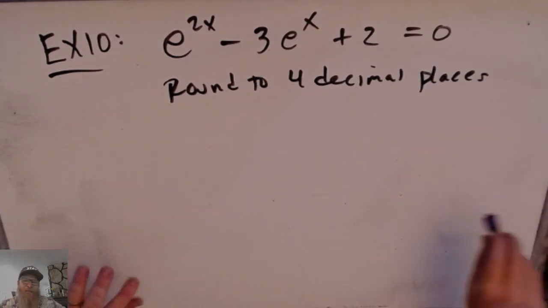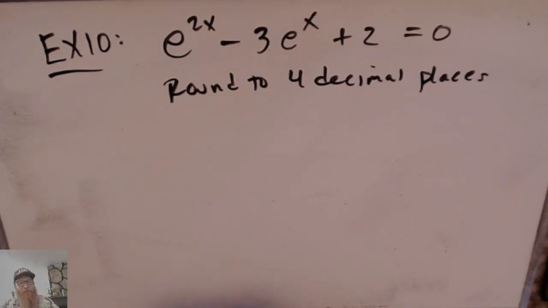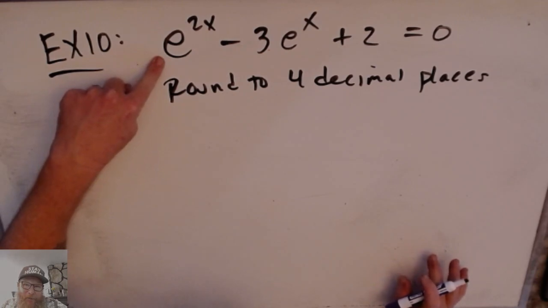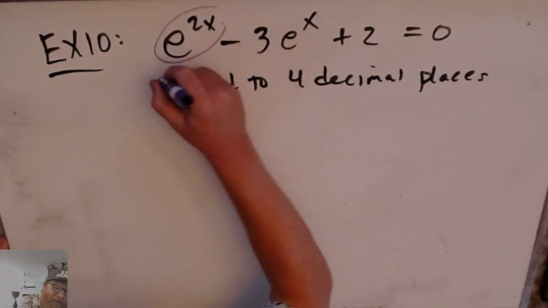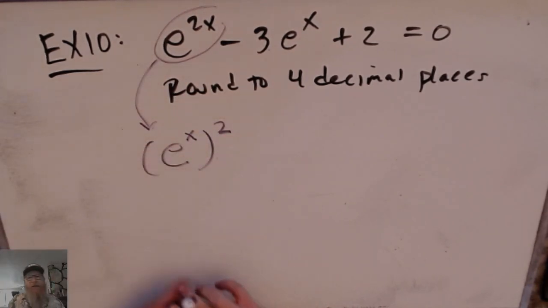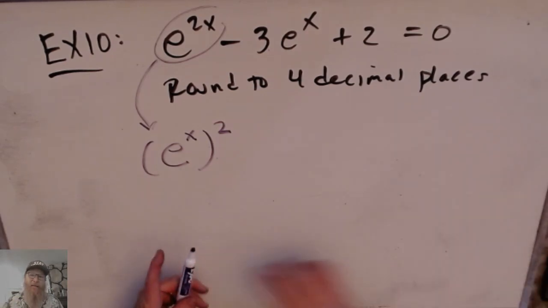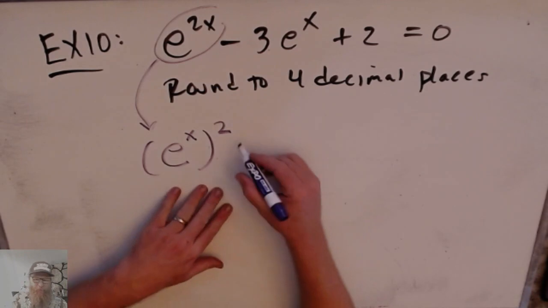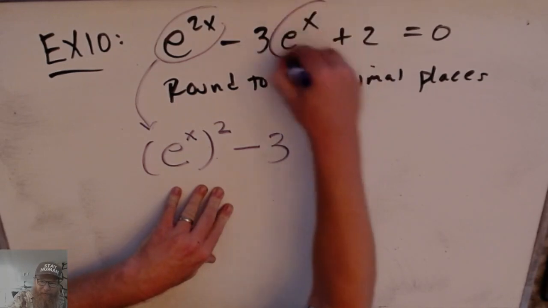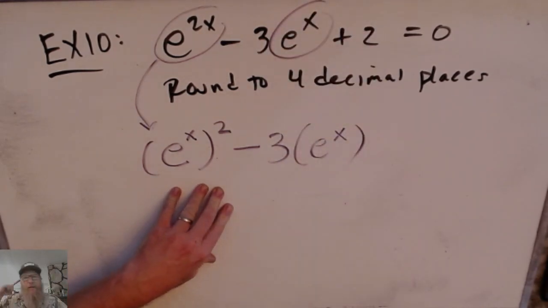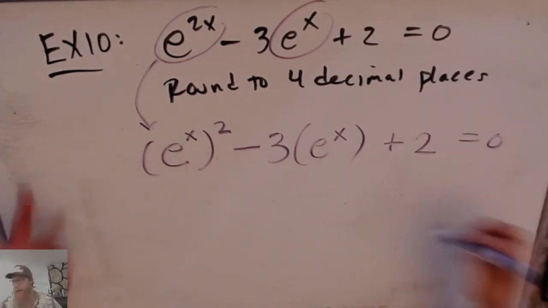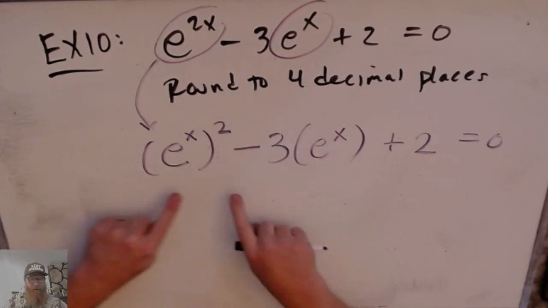Now, we're getting very close to the end here. And so this question goes all the way back to the beginning when we were learning about quadratic equations. e to the 2x literally translates into e to the x squared. That's what that means. And then you have minus 3 e to the x, and then plus 2.